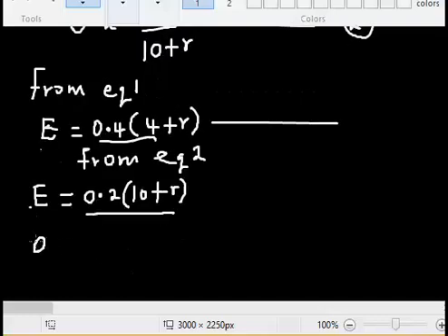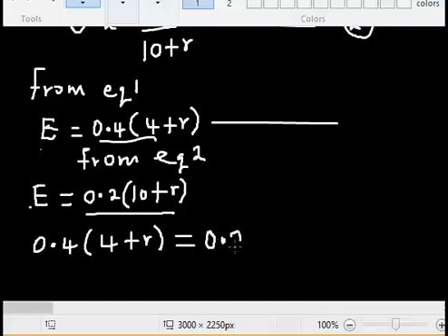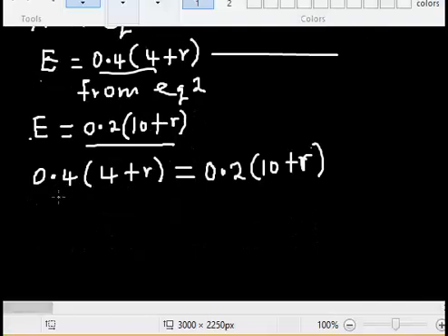So I can simply now have 0.4 open bracket 4 plus R is equal to 0.2 open bracket 10 plus R. Remember what you're looking for is R, the internal resistance. So I can open this bracket. 4 times 0.4 should give me 1.6, then plus 0.4 multiplied by R is 0.4R. 0.2 times 10, that is 2.